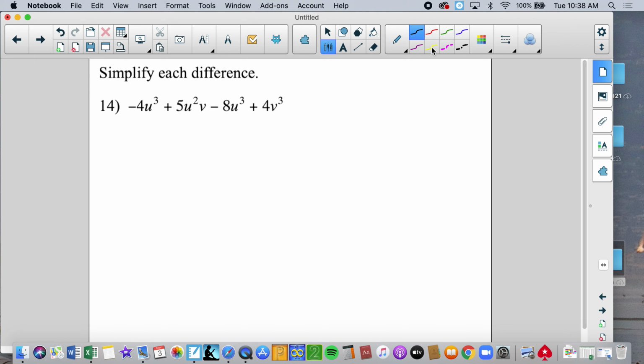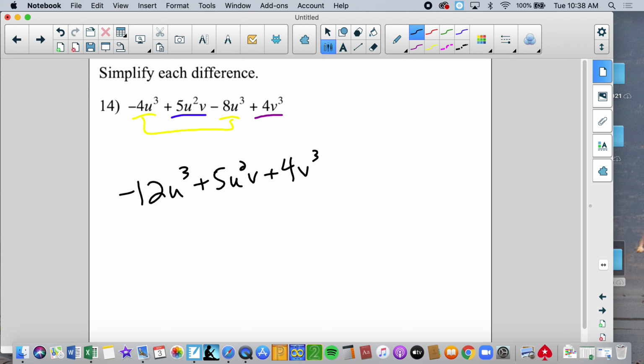And let's check this one out. Let's find if does it have a partner? Yes. And then we see that this doesn't have a partner and this doesn't have a partner. So let's simplify that. -4u cubed and -8 is -12u cubed. We have +5u squared v and then +4v cubed.